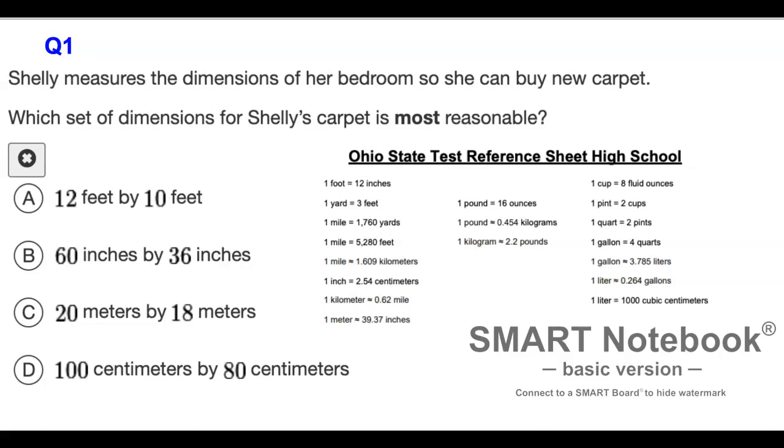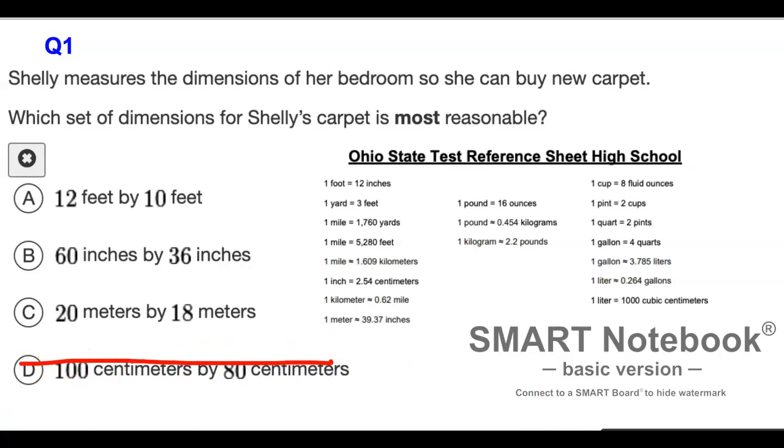So if we look at choice D, 100 centimeters by 80 centimeters, and then if we look at our Ohio State test reference sheet, the whole top of that is unit conversions. We're going to see that 1 inch is about 2.54 centimeters. So this is really going to be too small. You really don't measure a bedroom in centimeters, so we know that D is not the correct answer. So I'm going to cross that out.